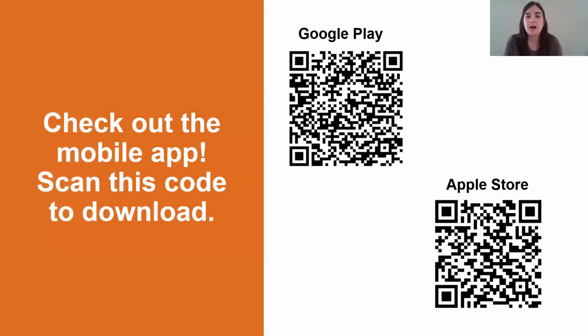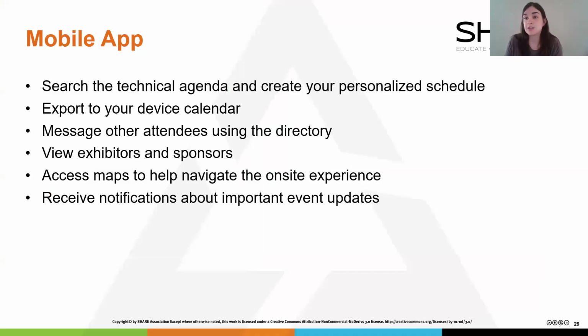Okay, I'll pause real quick. We've talked about the mobile app a lot, so I would highly recommend downloading that if you haven't already. It's going to be a great resource for you on site. I would also recommend playing around with it a little bit. There is a lot of capability in the app. You can create your schedule, you can export your calendar, you can view the exhibitors and sponsors that will be in the STE. That'll be your go-to place.